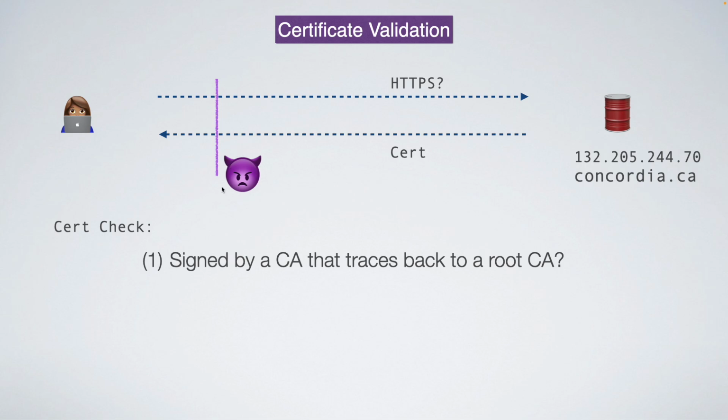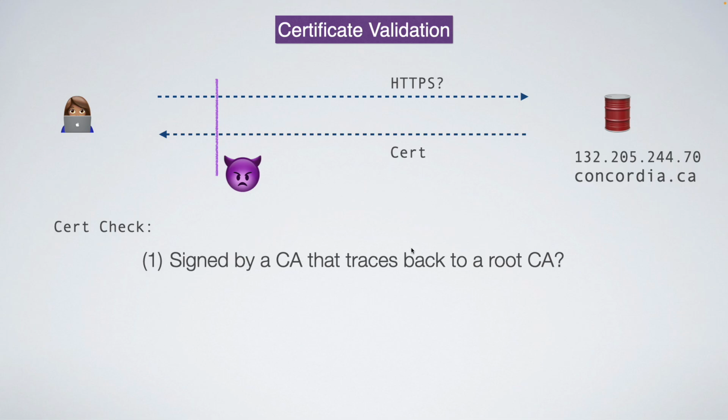Now notice the adversary's on the wire, so the adversary can do anything they want. They could drop a different certificate in. And the promise is that the adversary could not drop a certificate in for Concordia.ca that wasn't a real certificate, because only Concordia can get certificates for Concordia.ca. That's the whole purpose of the certificate model. So what you do every time you get a certificate, this is a subset of the checks, but it's the main ones.